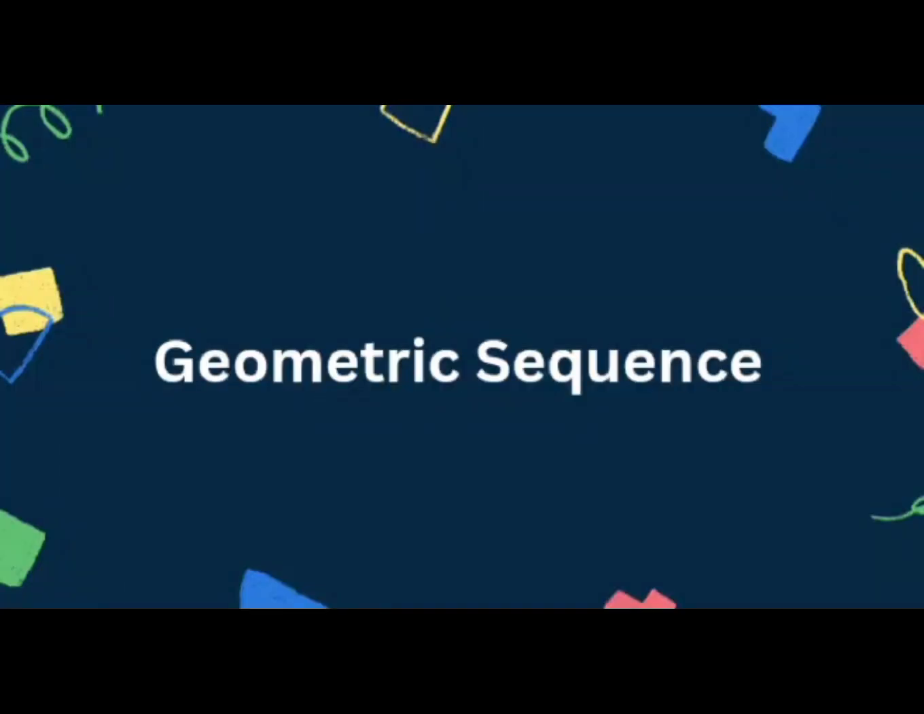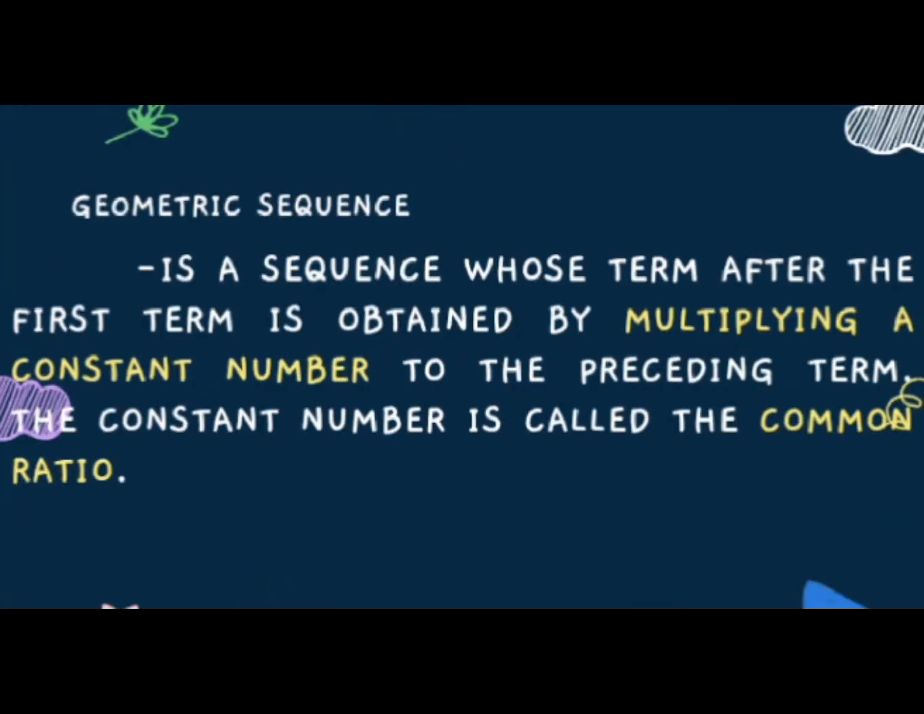Good day. Today I'm going to discuss the geometric sequence. First, what is a geometric sequence? A geometric sequence is a sequence whose term after the first term is obtained by multiplying a constant number to the preceding term. The constant number is called the common ratio.